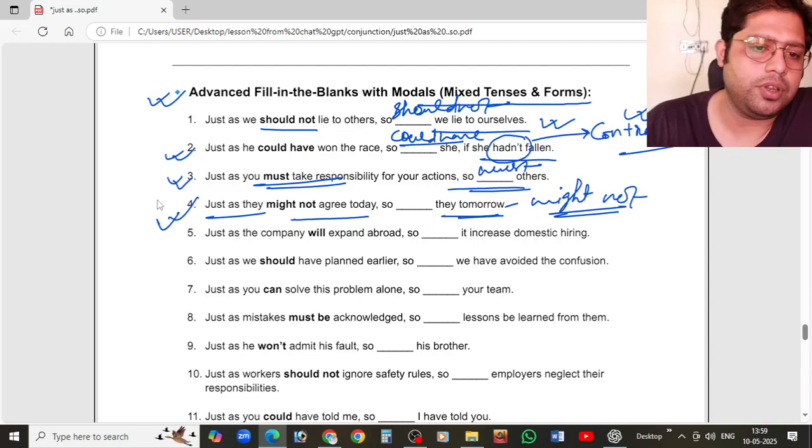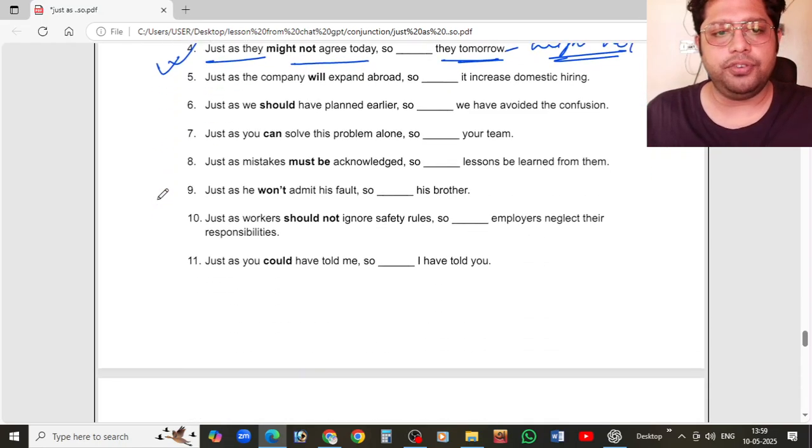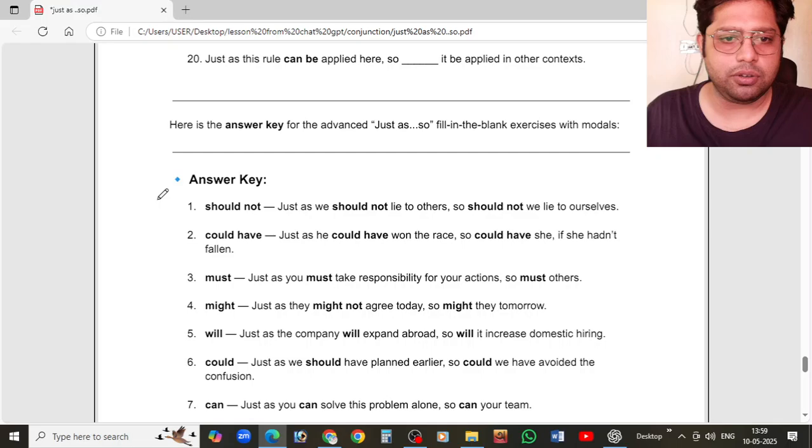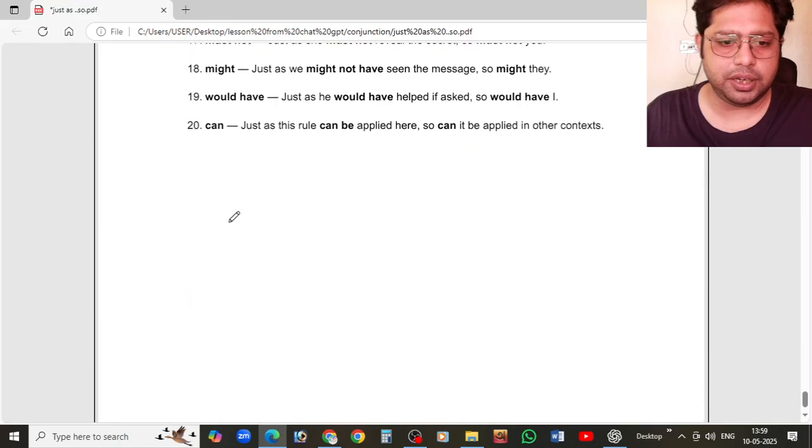So in this way you fill all the 20 fill in the blanks, 20 questions, and answers are also given here.